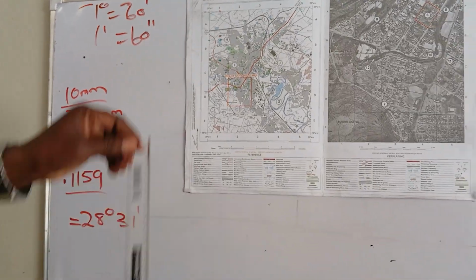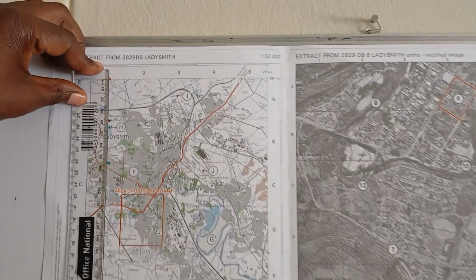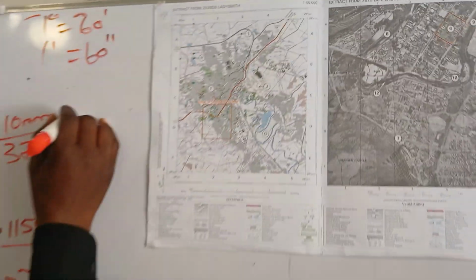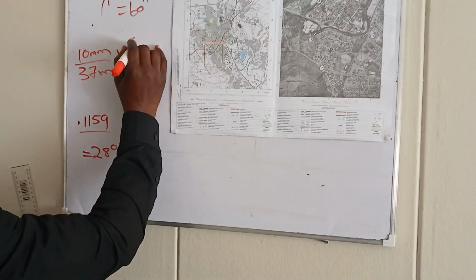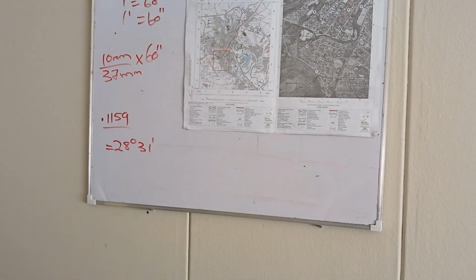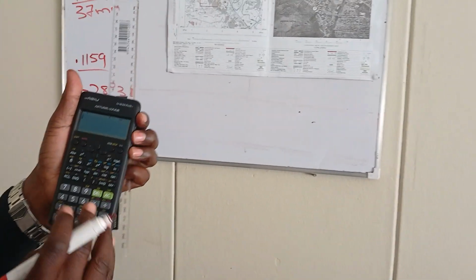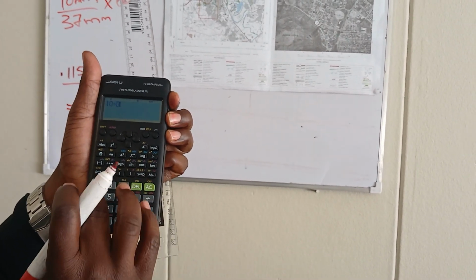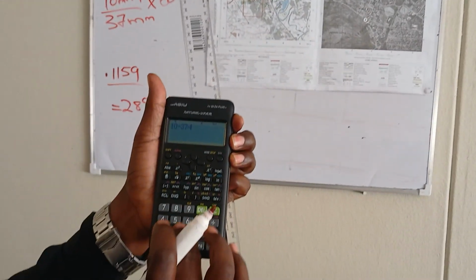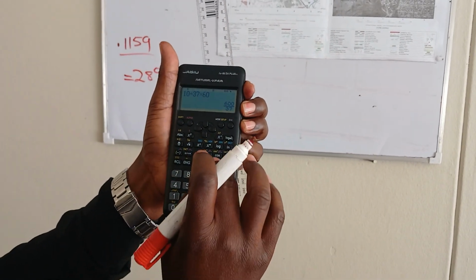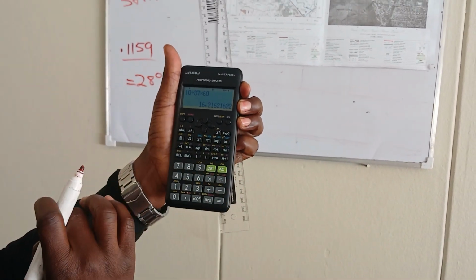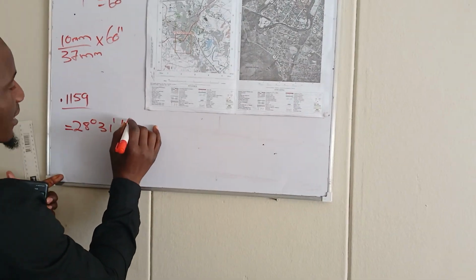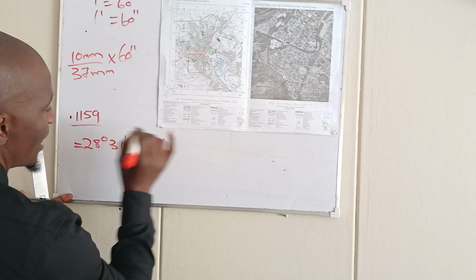So I'm going to use the shortest distance from where my grid starts up to where the spot height is: 10 millimeters divided by 37 multiplied by 60 seconds, because I want to change this into seconds. What do I get? I'm going to get 16 seconds, 16.2. So it means here it's 16 seconds, hemisphere is south.